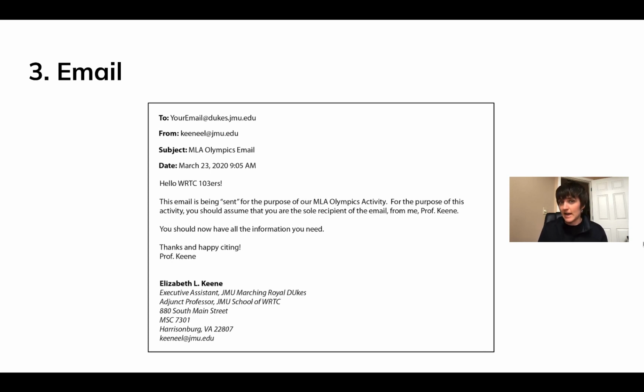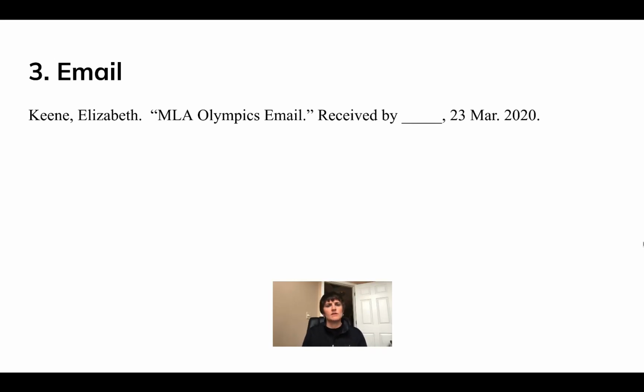So let's take a look at how we would cite this email. Emails are pretty simple. The first thing that you have is the sender's name. Again, always doing that last name, comma, first name formatting for MLA. So in this case, Keen, Elizabeth, followed by a period. The next piece of information is the title. The title for the email is what appears in the subject line. So that is "MLA Olympics email," contained in quotation marks because it's something small, followed by a period.